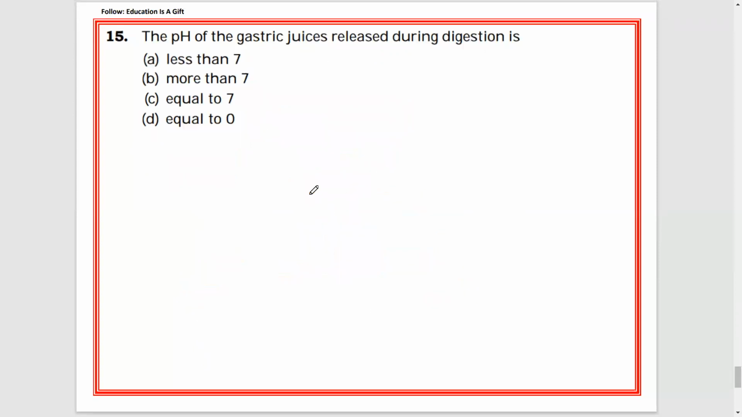Next, the pH of gastric juices released during digestion. In our stomach, we have acid. Why is acid present in the stomach? Quite simple, to digest food. To digest food, the acid should be somewhat strong, not super strong. Here, less than 7 means it maybe varies from 0 to 6, in between 0 to 6.